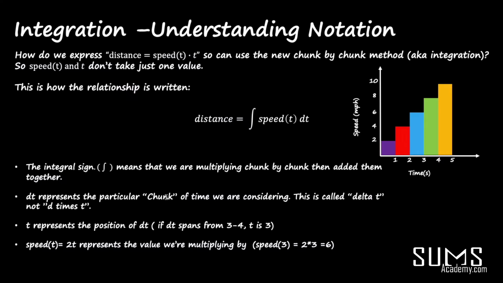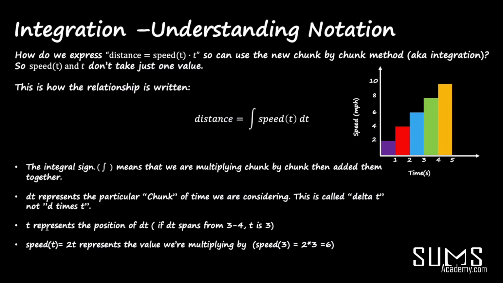And then this last bit at the end, this dt bit, means what particular chunk you're considering. So this is called delta t, not d times t, which is confusing again, but unfortunately it's too late to change how maths is written now. So each dt, this purple chunk's a dt, this red chunk's a dt, that blue chunk even. It's just the width of each chunk, and dt width is always the same. It just means what chunk you're interested in. I'll explain it a little bit more as we go forward.